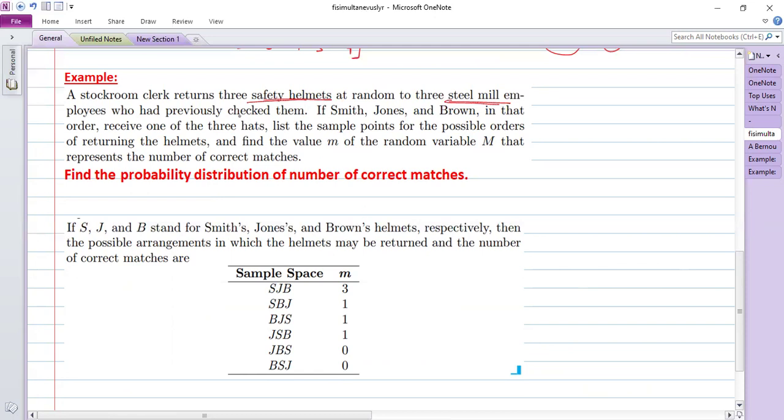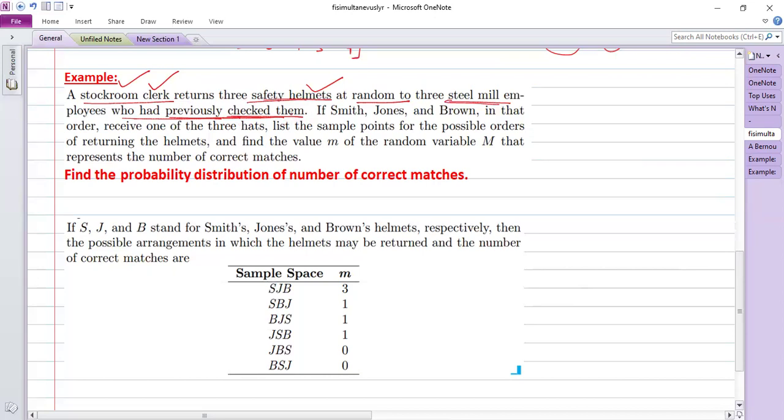Now submitting back means here checked them. Here it is written: who had previously checked them. Actually, a stock room clerk returns 3 safety helmets at random to 3 steel mill employees who had previously checked them. Who had previously checked them means who on the previous day have submitted back. Also, obviously on the next morning they will get these helmets issued from the stock room clerk.